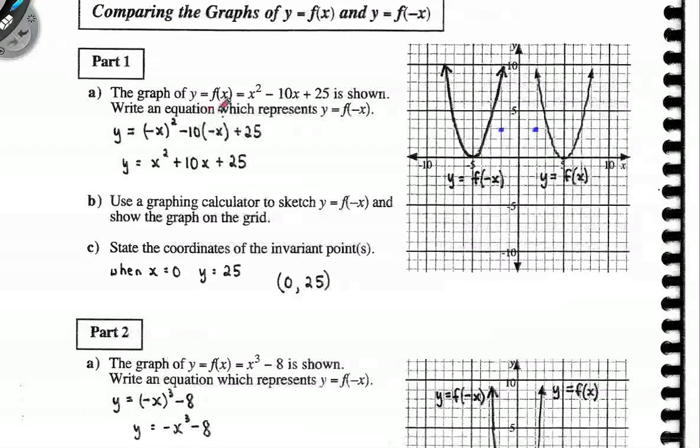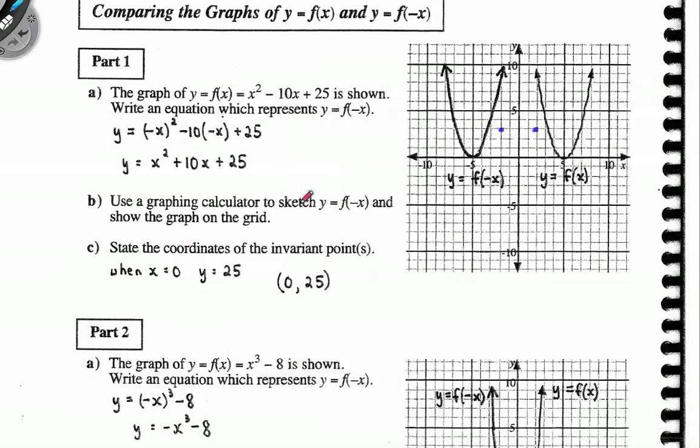Well, what happens when we change the x value? We have to put a negative x in here and negative x in here. So doing that, this doesn't really matter because it's squared, so it equals that. But negative 10 times negative x is positive 10x and the 25. Now if you sketch that with your graphing calculator, you'll get this graph on the left.